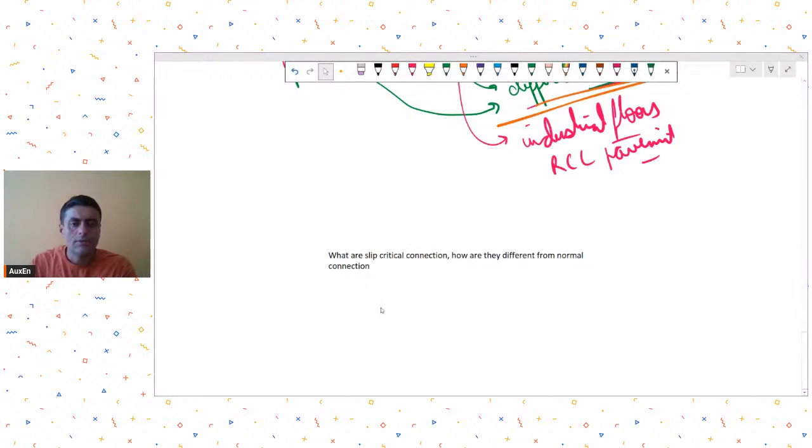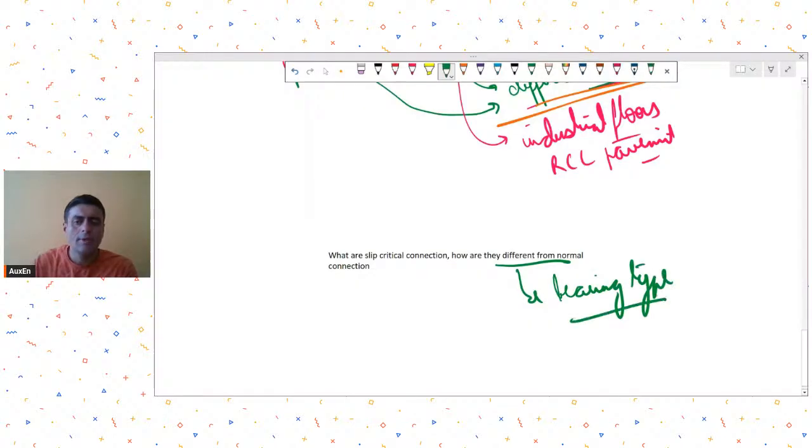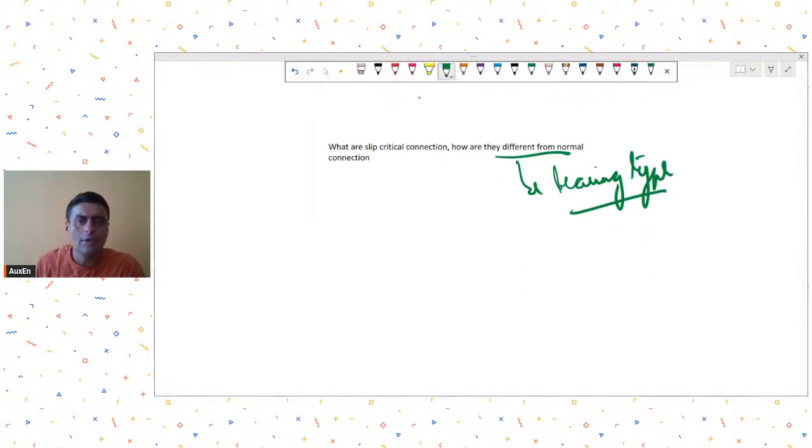Okay. Next question is from engineer Arbaz Kazi from Mumbai. He is a working professional and he is asking what are slip critical connections? How are they different from normal connections? So see, normal connections are mostly bearing type. Normal connections are called as bearing type, where the load transfer takes place through bearing between your bolts and plates.